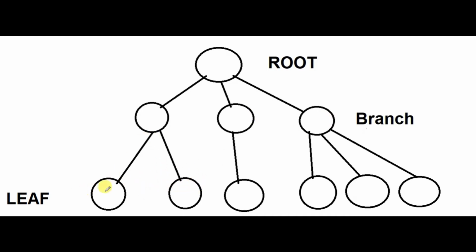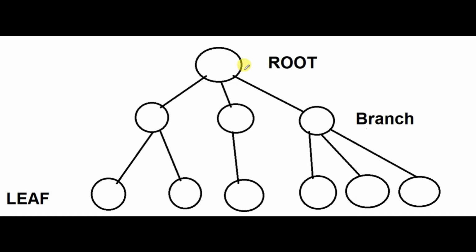Here you can see the diagram of a tree where the root will be the first node and these are the branches, the children of the root node, and the leaves are the nodes which are children of the branch nodes. The root will have its value as well as the list of references of these branch nodes, and branch nodes have their values and references of their leaf nodes, their child nodes.